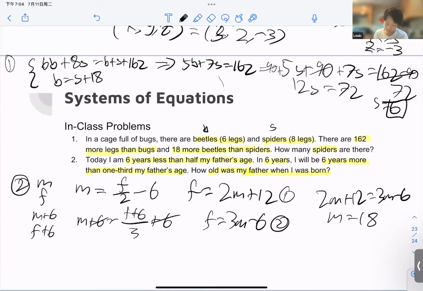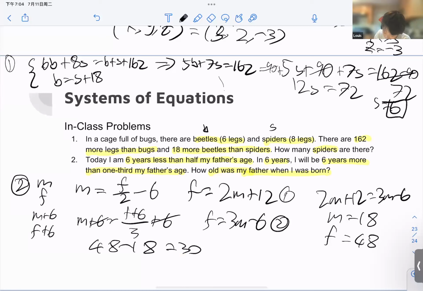So my father's age right now would be 48. And since we were asked to find my father's age when I was born, it would just be 48 minus 18, which is 30. Questions?